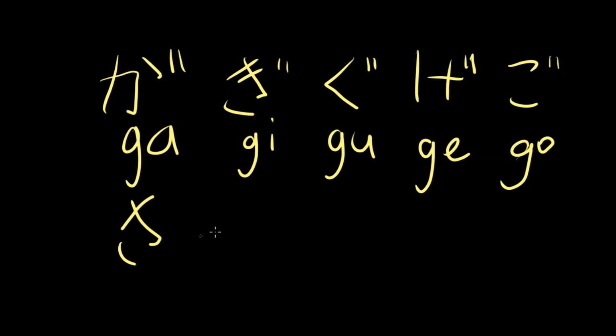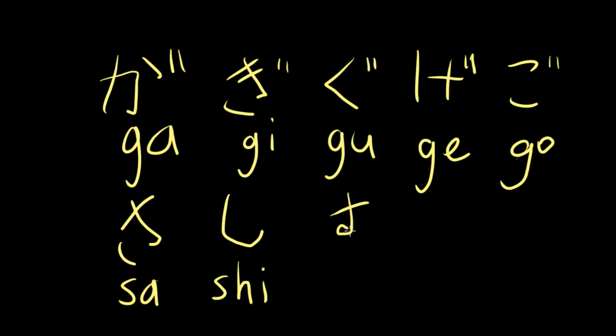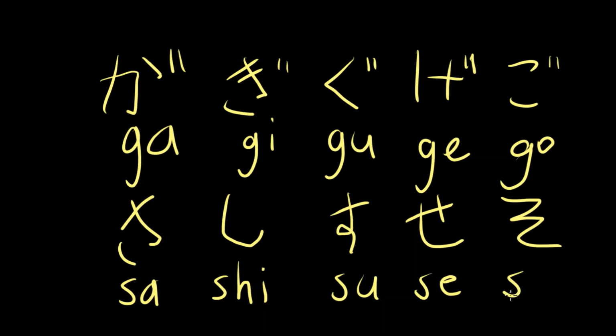Okay, next row is sa. Now here's an exception to pronunciation. It's not pronounced si, it's pronounced shi. So it's often written like that in Romaji. It's more of a shi sound than a si sound. So sa, shi, su, se, and finally so. Sa, shi, su, se, so.